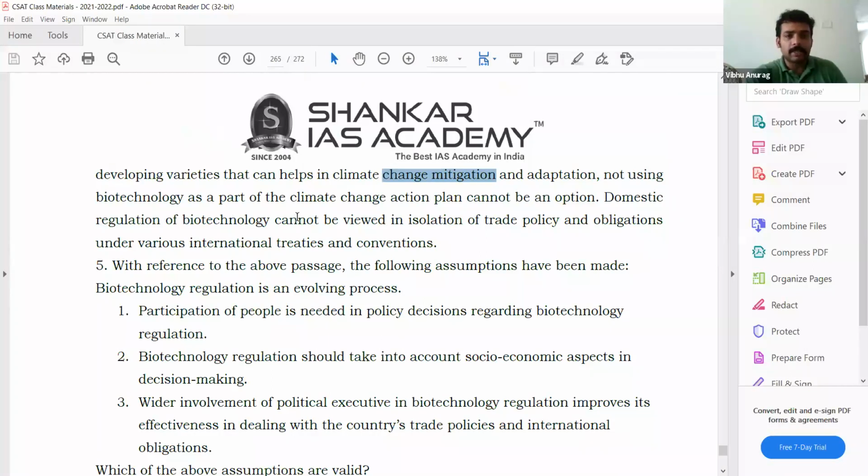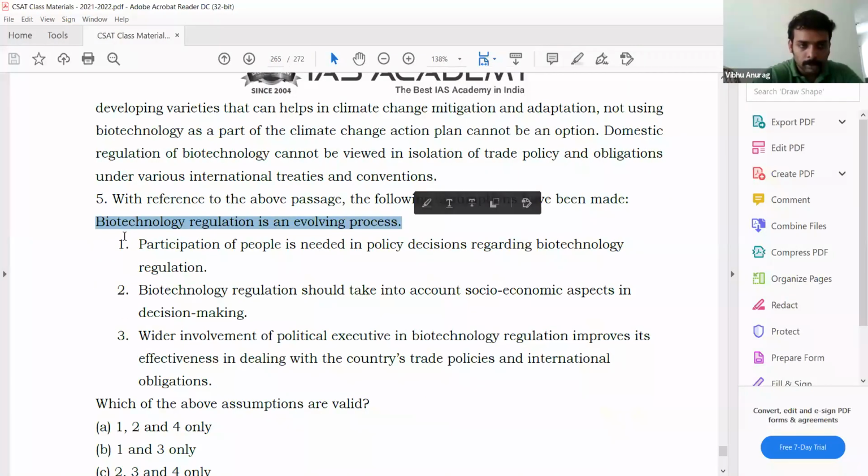Domestic regulation of biotech cannot be viewed in isolation of trade policy and obligations under various international treaties and conventions. So biotech domestic regulation is impacted by the trade policy. Both can't be seen as separate things, is what the author is saying. So the assumptions of the author, here there is a problem with the numbering. Actually, this is number 1. So biotech regulation is an evolving process. Yes, because he's saying in the future, we will engineer for multiple traits. Currently, it is being done for a single trait. So 1 is correct.